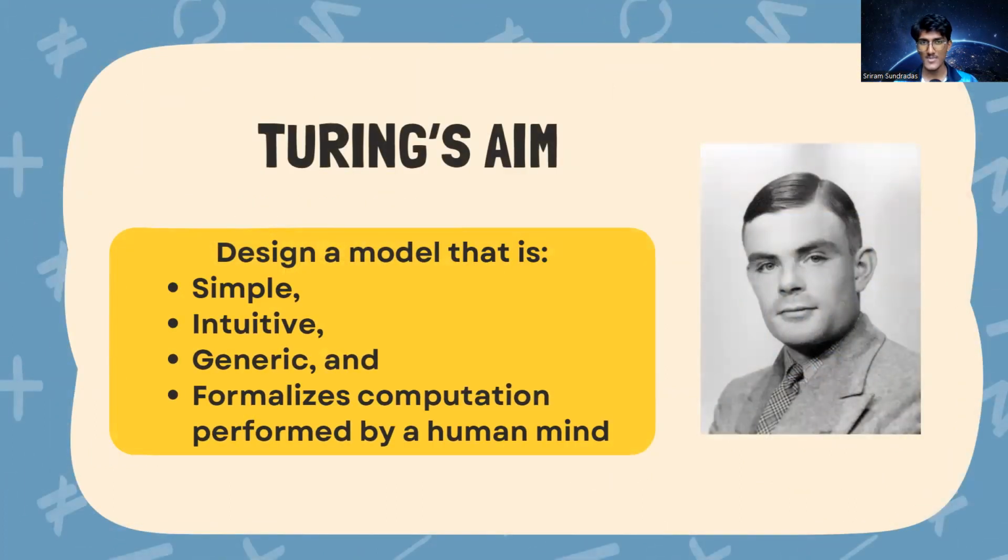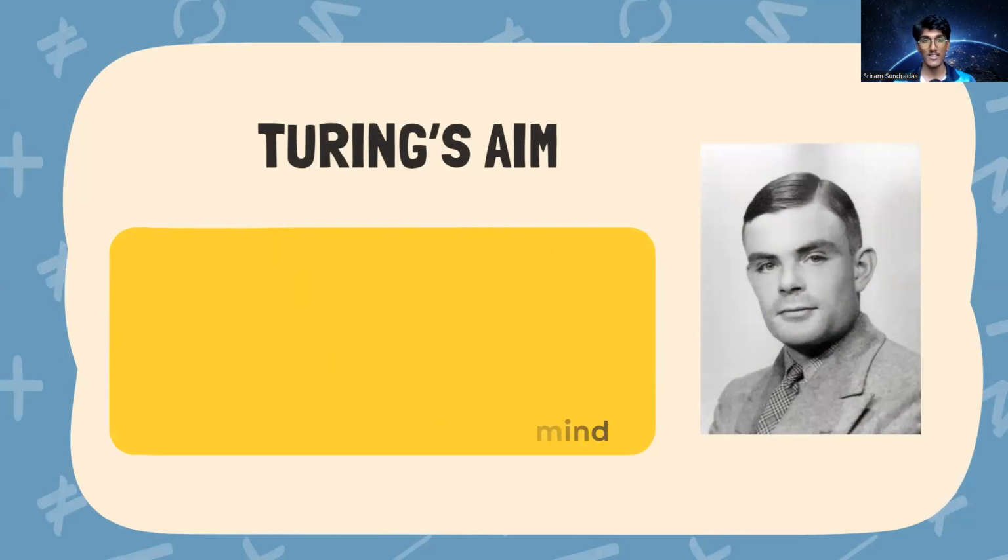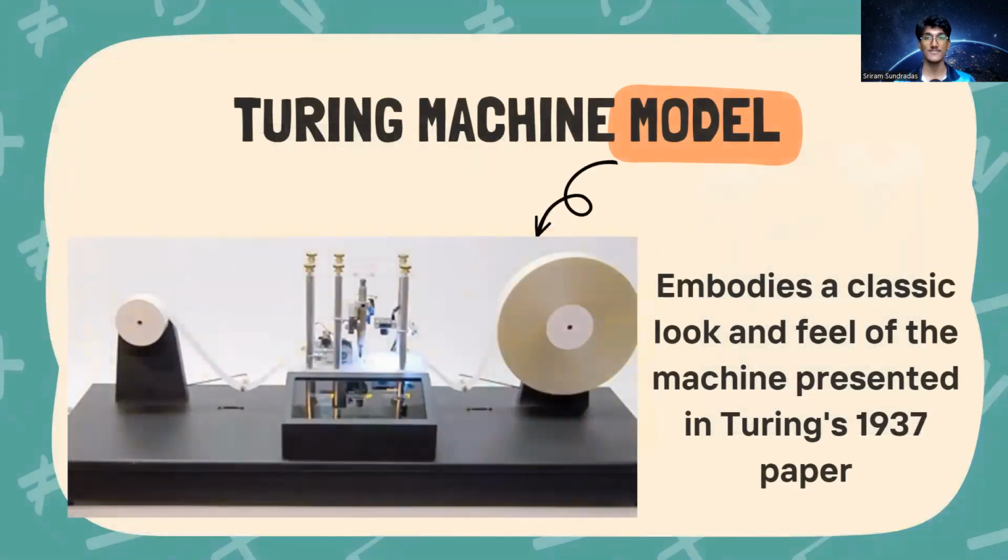Turing's aim. Why has he done this? It is to design a model that is simple, intuitive, generic, and formalizes computation performed by a human mind. All right. Next, continuing to Zakaria to explain the Turing machine model.